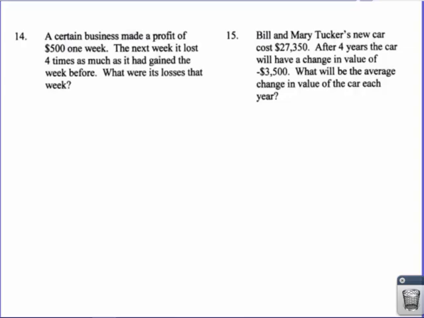Okay, number 14, a certain business made a profit of $500 in 1 week. The next week it lost 4 times as much as it had gained the week before. What were its losses that week? Okay, so first week we had $500. The second week, it lost 4 times as much. Okay, so that's basically 500 times negative 4, 4 times as much. Okay, so what were its losses that week?